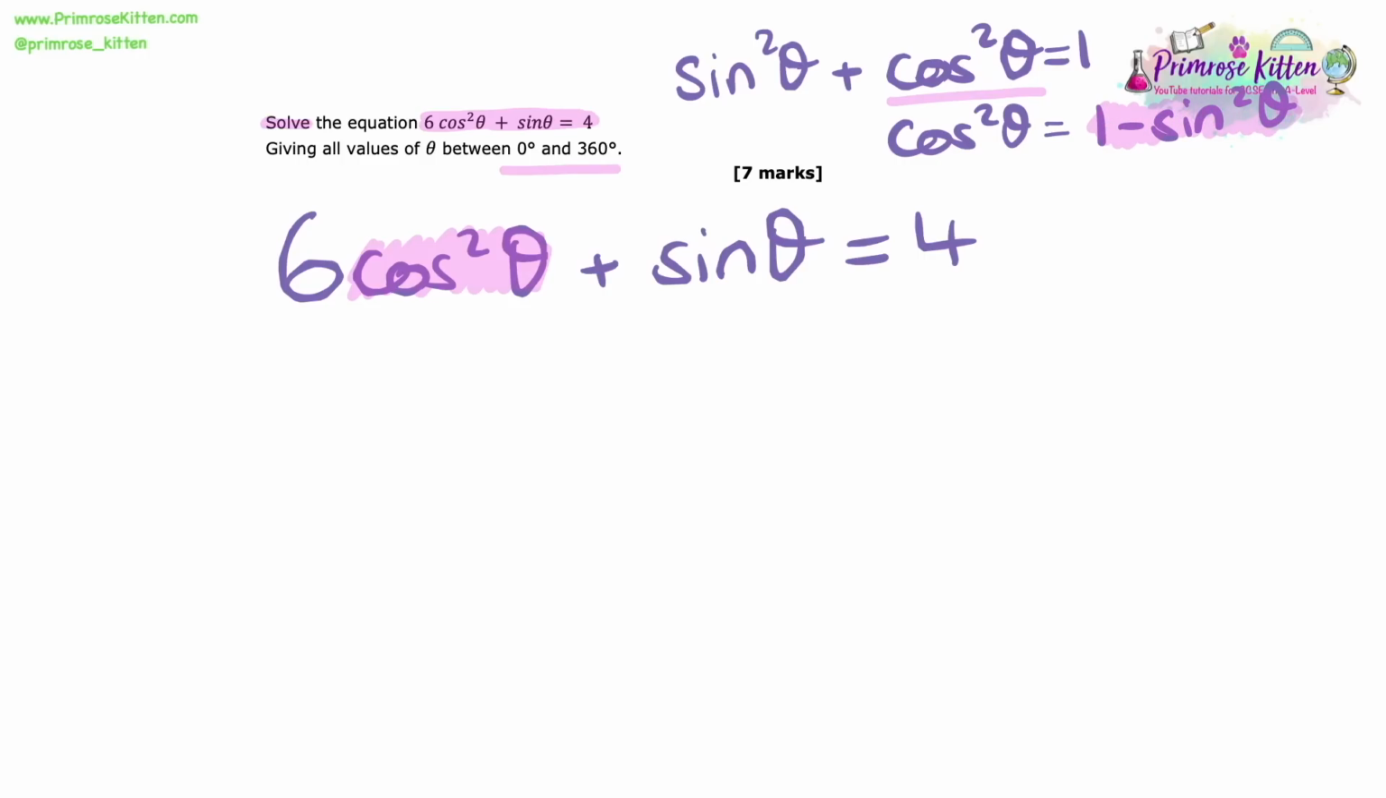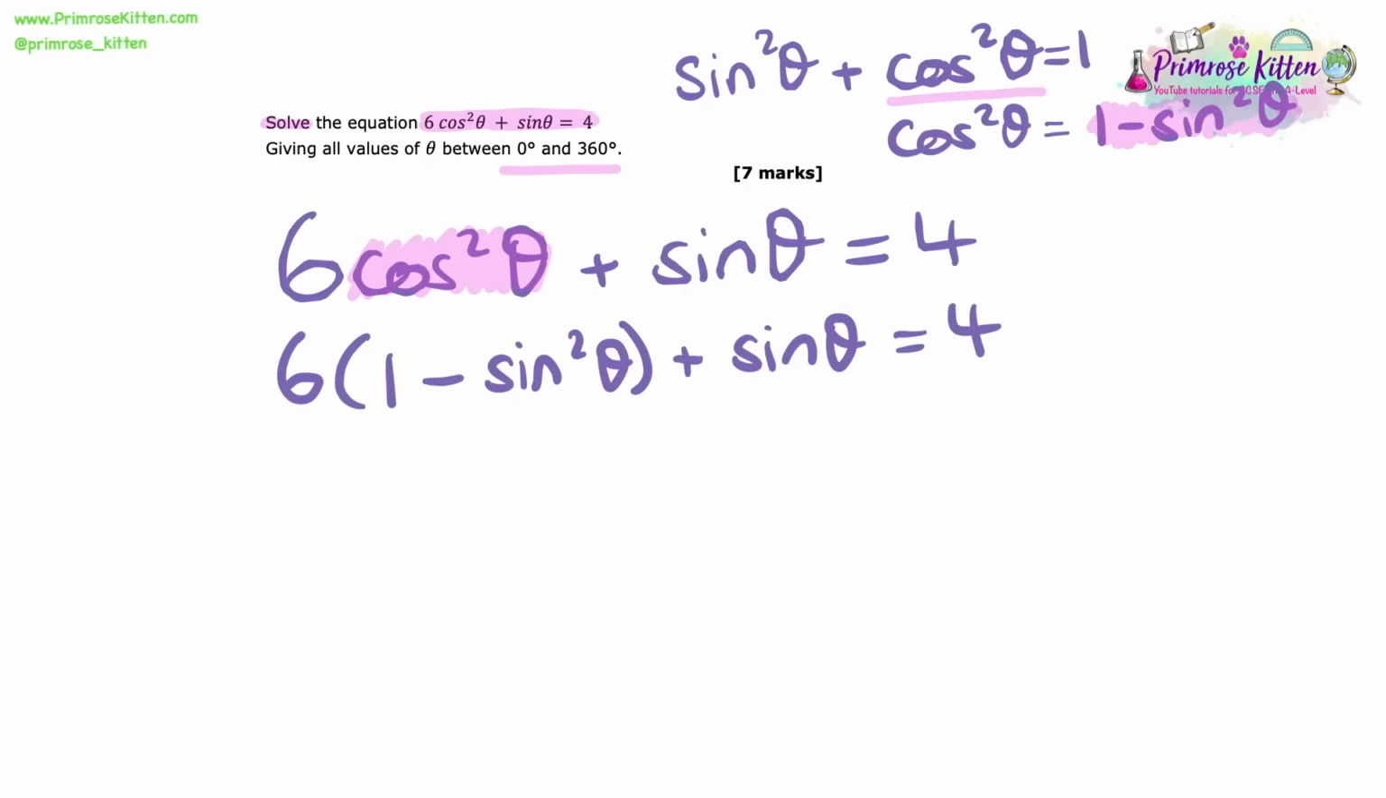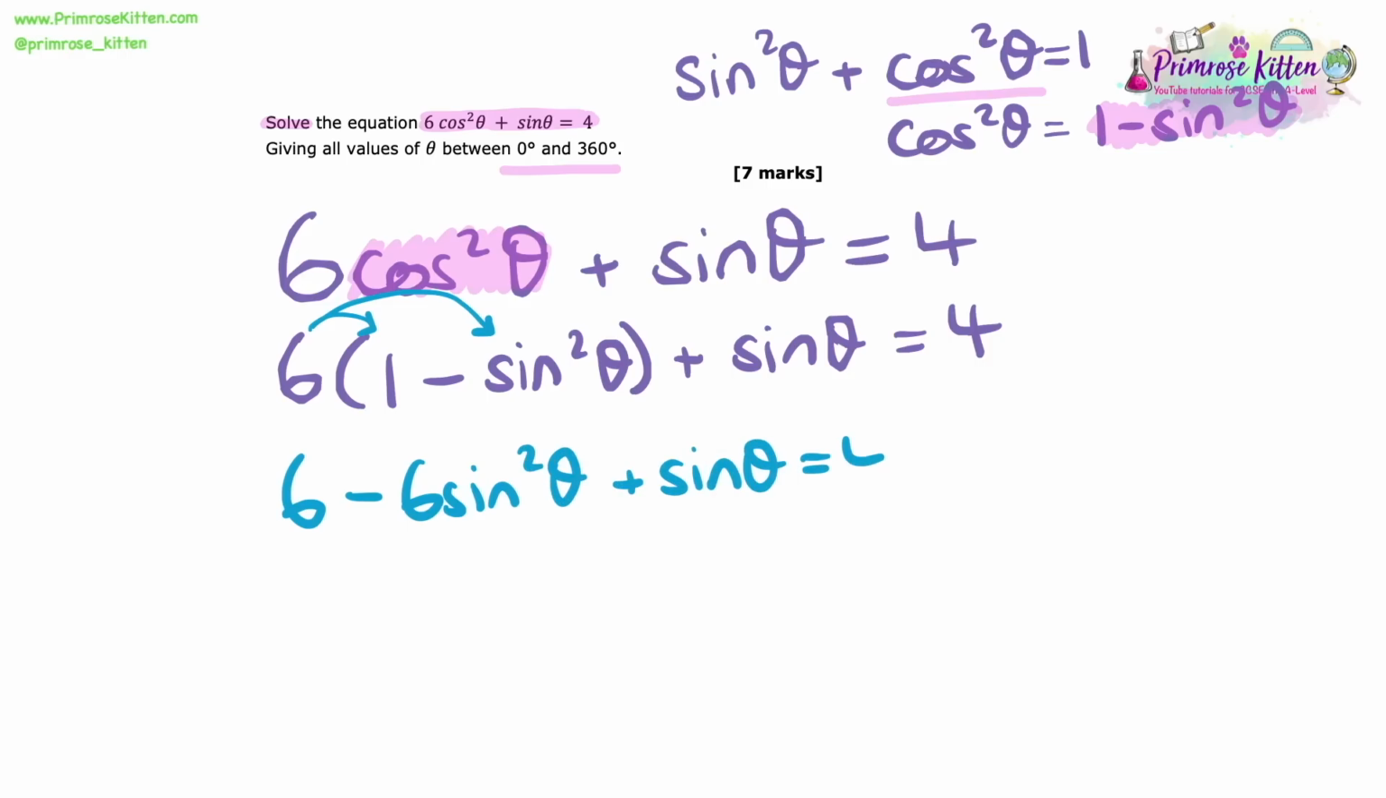So now that we've done that, let's substitute this in. In place of cos squared, we're going to put 1 minus sine squared theta. So here we have 6 brackets 1 minus sine squared theta plus sine theta equals 4. Now let's multiply out those brackets. So here we've got 6 times 1, which is 6, and 6 times minus sine squared, which gives us minus 6 sine squared theta, plus sine theta equals 4.